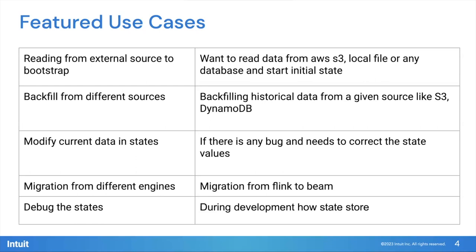And migrate from different engines. Currently, let's say the customer is running pure Flink, or the customer is running Beam on top of Samza, and they would like to move from that state store to Flink. So these are use cases where this tool can be helpful. And debug the state. Somebody wants to learn, or do a dry run or testing. This can show how the intermediate data structures are being stored, what value is being stored, and how the data is flowing. This can be viewed from this tool.